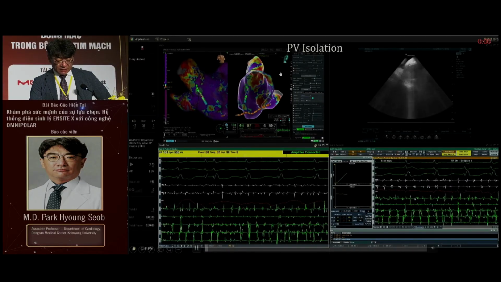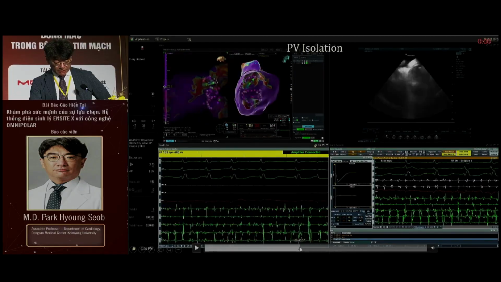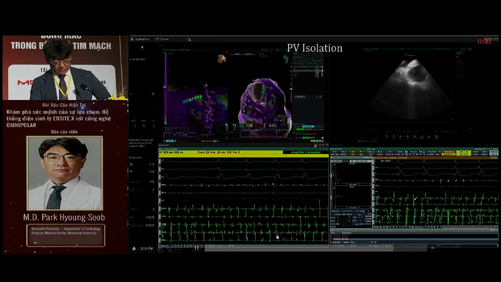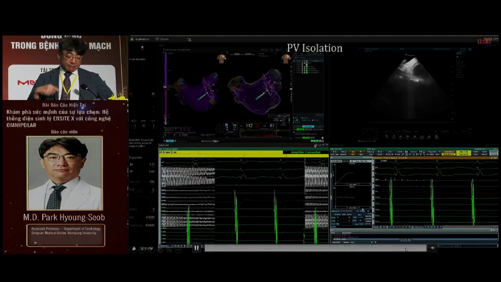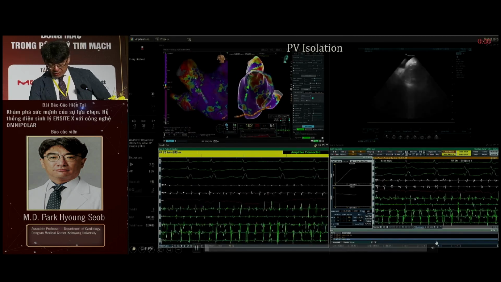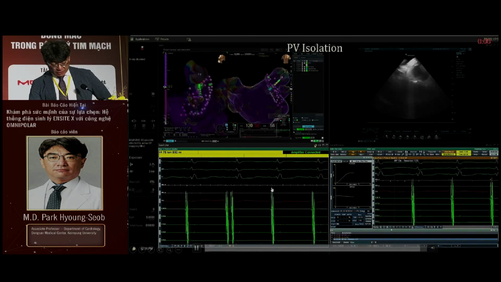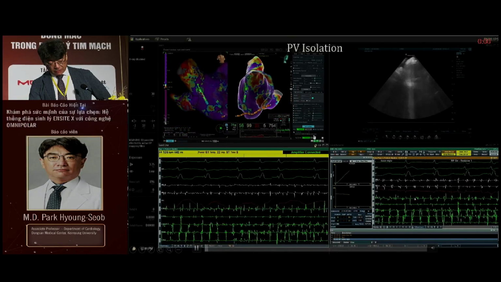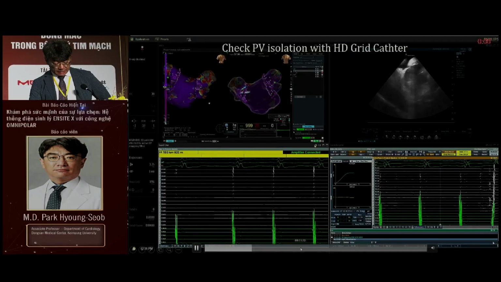My next step is PV isolation, but as you know, the isolation step is very lengthy, so I'll skip this part. It usually takes 20 to 30 minutes to perform PV isolation. During the ablation, the AFib terminated, and there was some intra-PV atrial fibrillation during the ablation. After the PV isolation, we checked the PV isolation with the HD Grid catheter.